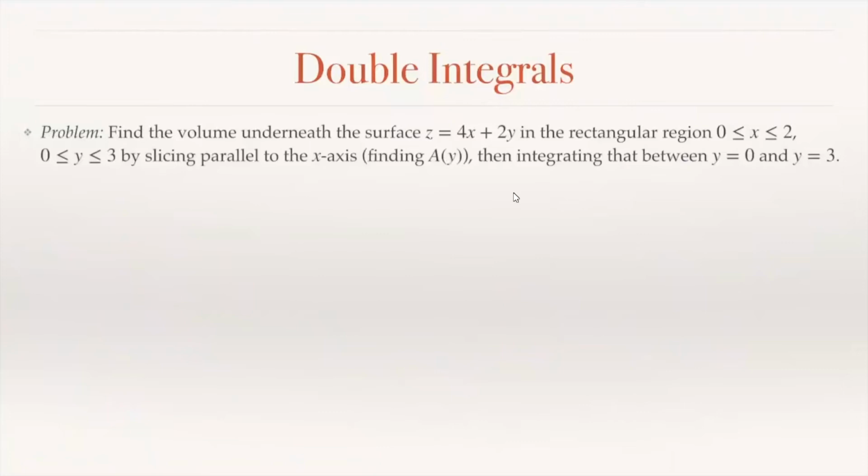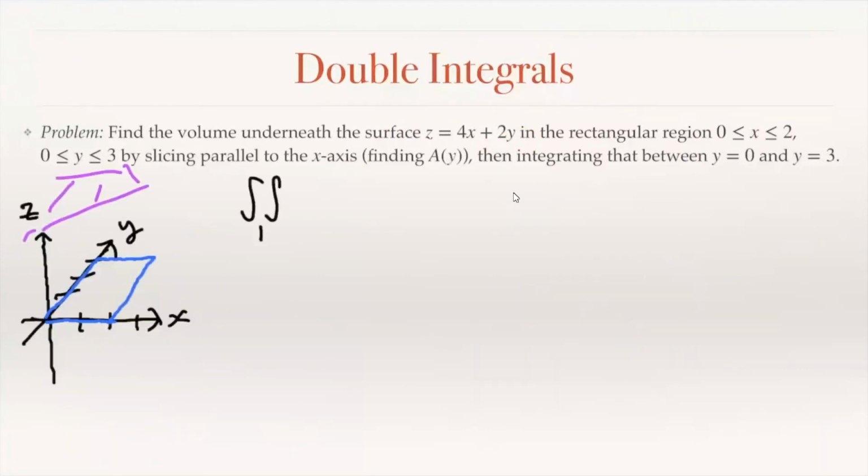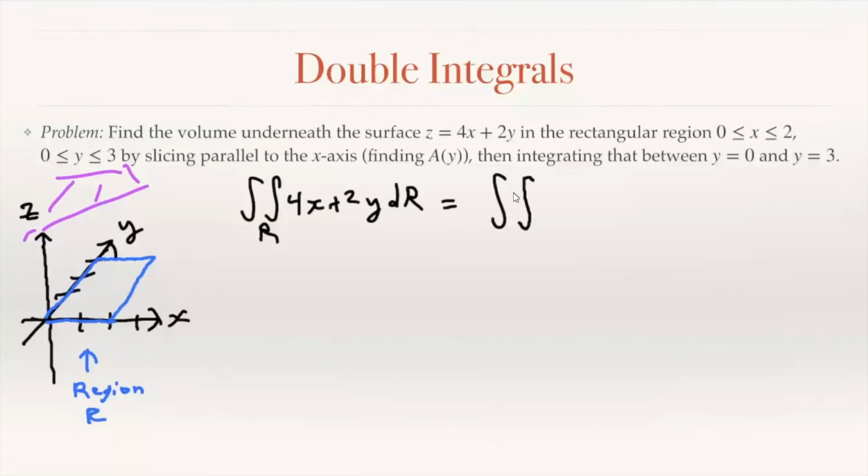Okay, so same formula. Now we're slicing parallel to the x-axis. So we still want the double integral over this region R of 4x plus 2y dA. And now we want to slice parallel to the x-axis. So parallel to the x-axis, what would that look like? One of our slices would look like this, and it would extend up to the surface. So that would be our slice A of what?